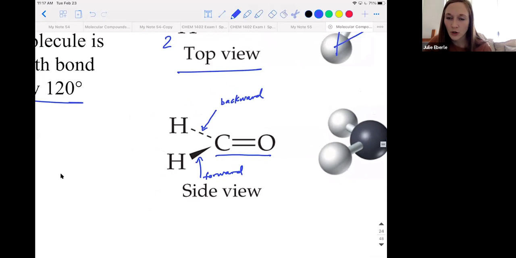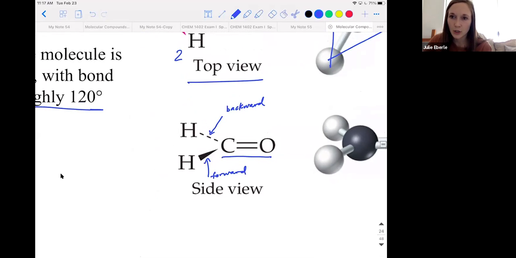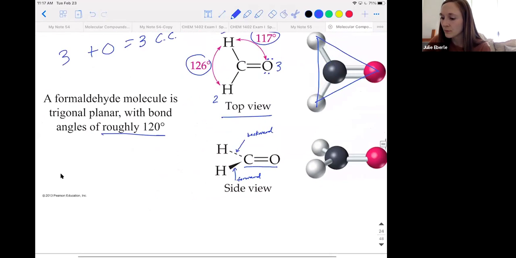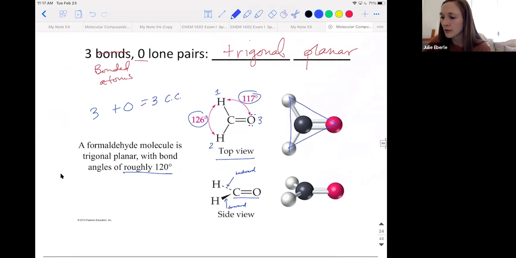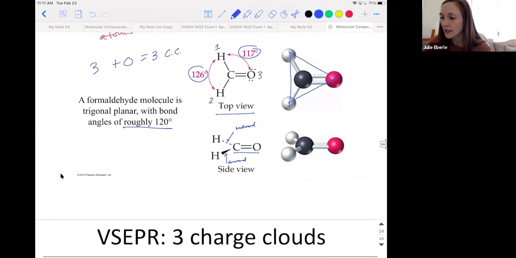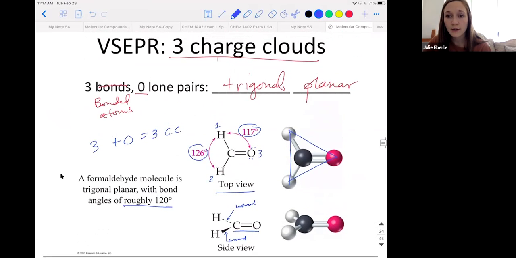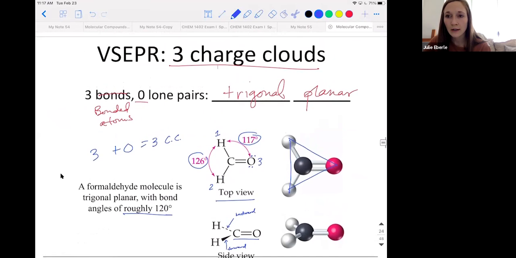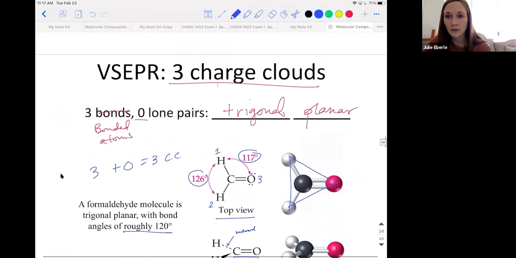But I'm not going to have you draw dashes or wedges like on that Lewis structure dry lab you did. You just drew in your bonds like normal. Okay, so that's trigonal planar. Let's keep going. Any questions on trigonal planar or linear so far? 2 charge clouds and 1 example of 3 charge clouds.